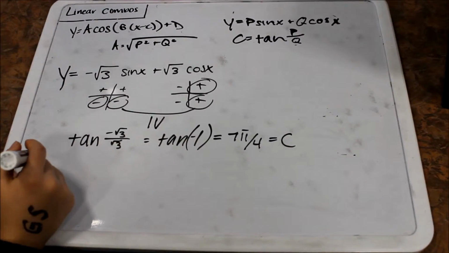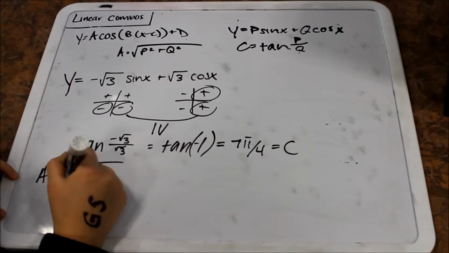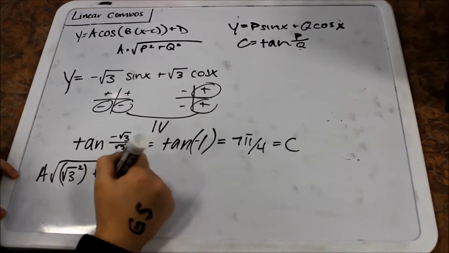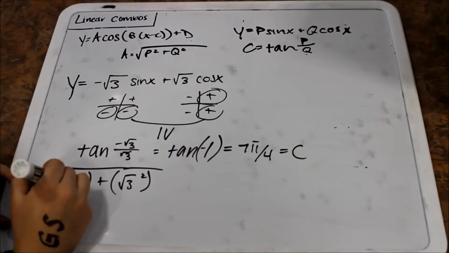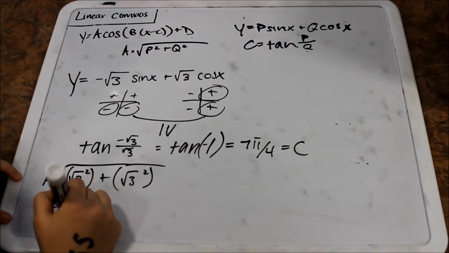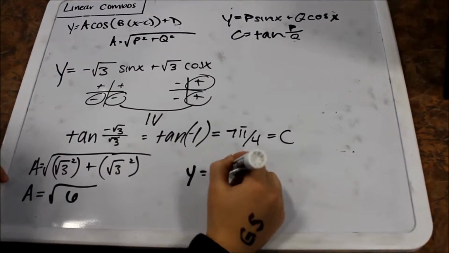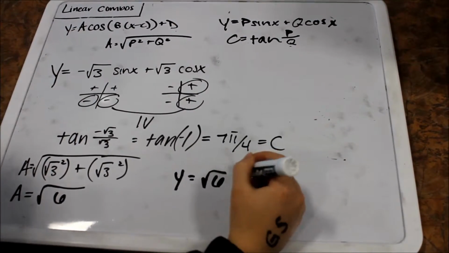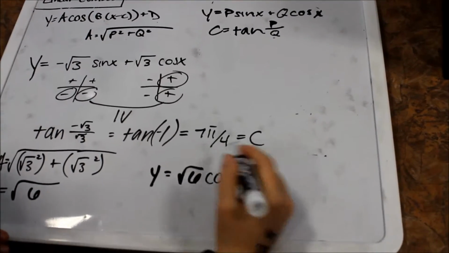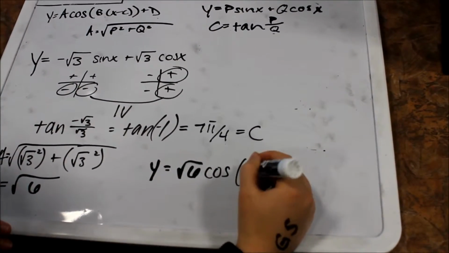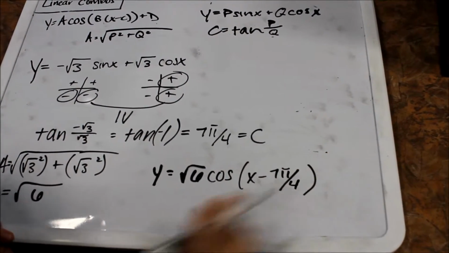Alright, so we have C, and then we can find A, which is the square root of P squared plus Q squared, which I know is equal to 6, so A is equal to square root of 6. So I can find that Y equals square root of 6. I know that B didn't change because I can also check it with my calculator. So my new equation will be Y equals square root of 6 cosine of X minus 7 pi over 4, and that's it.